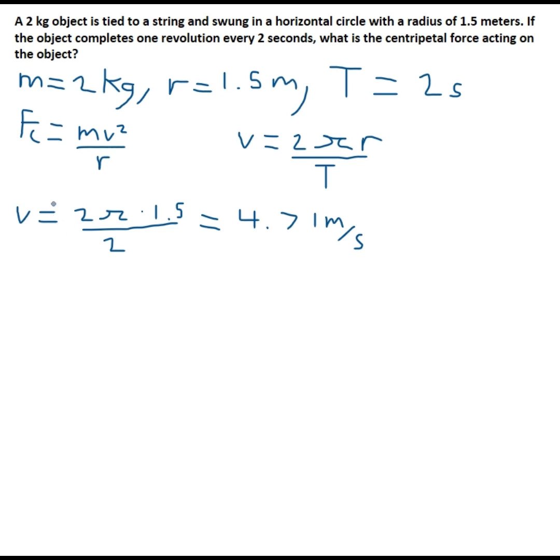Now let's plug this in to our formula for the centripetal force. So we get that the centripetal force is equal to 2 kilograms times 4.71 squared divided by 1.5 meters. And this gives us our answer of about 29.6 newtons.